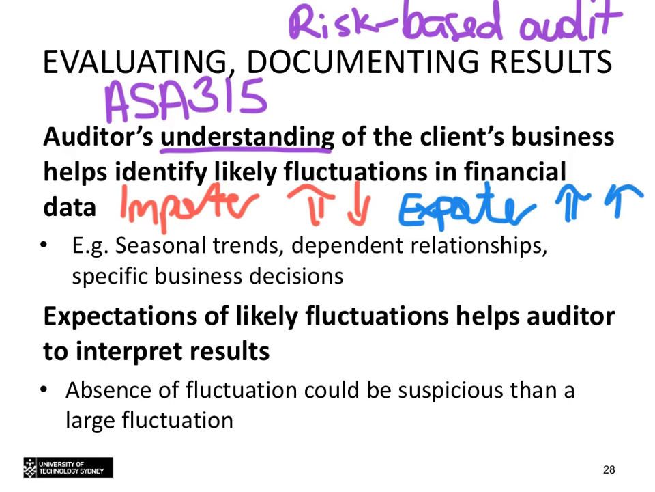All right, so that makes it really important to understand our business. And then if we understand that, that helps us to interpret the results. And this is a really important one down here: absence of a fluctuation could be just as suspicious as a large fluctuation. All right, because if you are selling running shoes, for example, like Cloud9, you know there's usually a spike around certain events, City to Surf, running festivals.